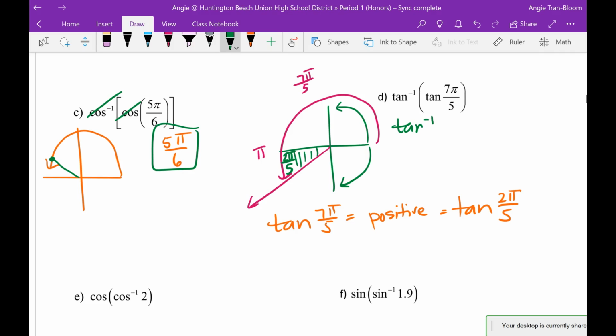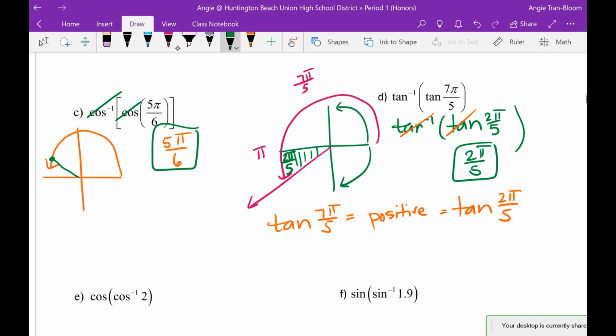Okay? So, now I can bring it back. Tangent inverse of 7 pi over 5. I'm not using that anymore. I'm going to use 2 pi over 5. Now, it's 2 pi over 5 in my restriction. Whoa, I can cancel. So guess what? I'm going to end up with 2 pi over 5. All right, I'm going to hold on tight so you can ask me questions.